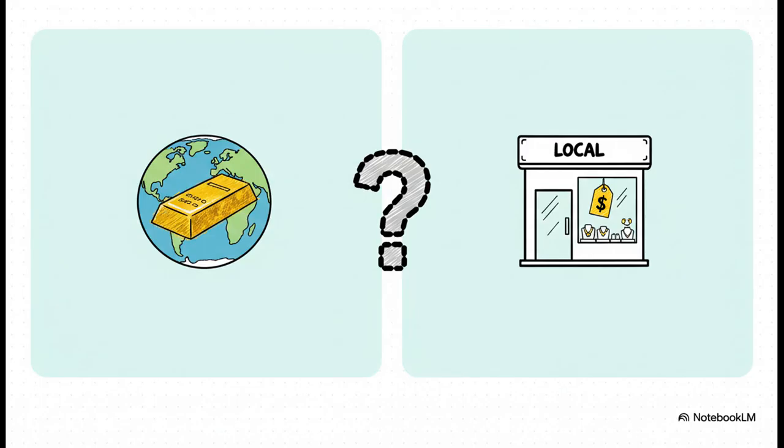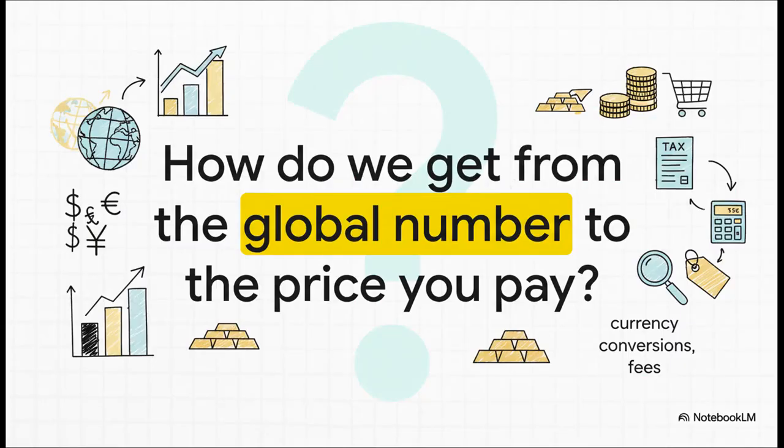You've probably seen this happen, right? You'll see the gold price on the news, maybe something like $2,100 an ounce. But then you walk by a local jewelry store and the price is completely different, say 6,700 rupees per gram. It feels like two totally separate things, doesn't it? So, in this explainer, that's exactly what we're going to do. We're going to connect those two dots. We'll break down exactly how that big global benchmark number turns into the final price you actually pay. All right, let's dive in.